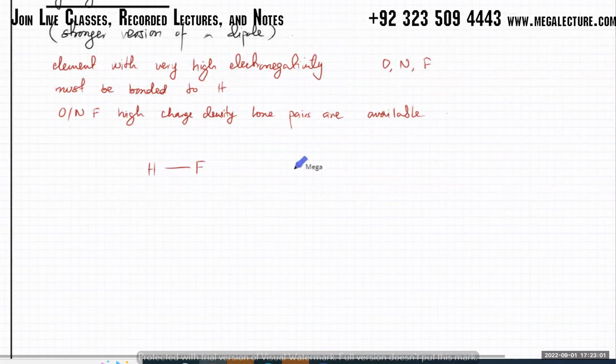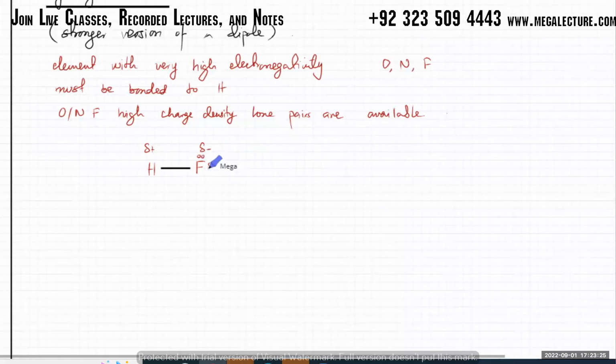That's the first thing, because F is extremely electronegative. So it's got this very huge difference in electronegativity. So there's a very strong negative charge and there's a very strong partial positive charge on the hydrogen atom. So the dipole is really strong. But apart from that, the dipole is also extremely strong because fluorine has 3 lone pairs.